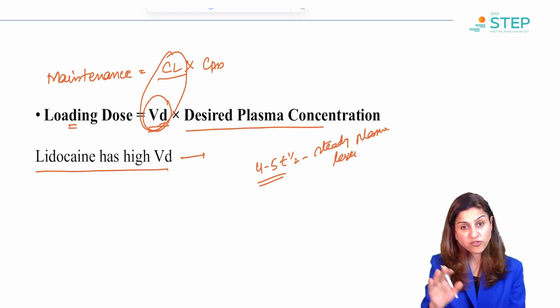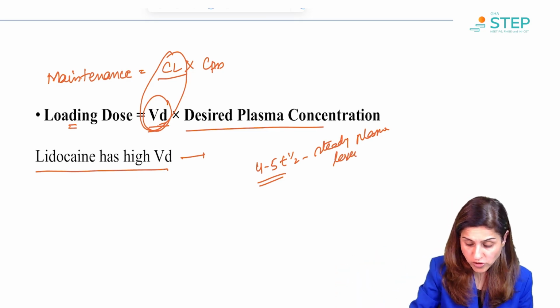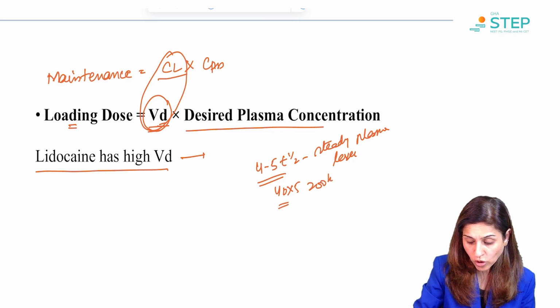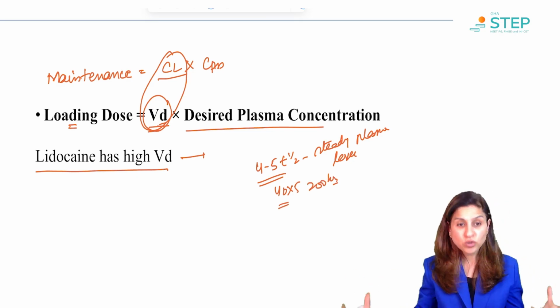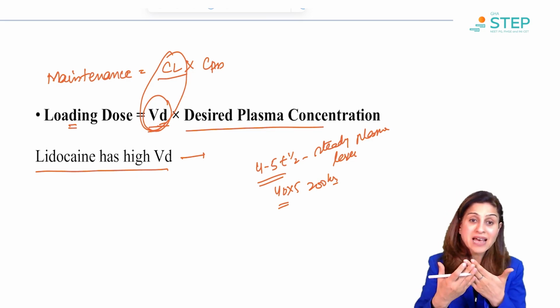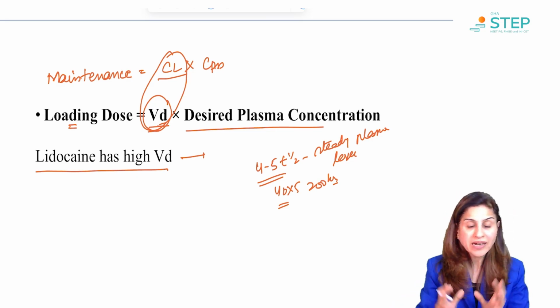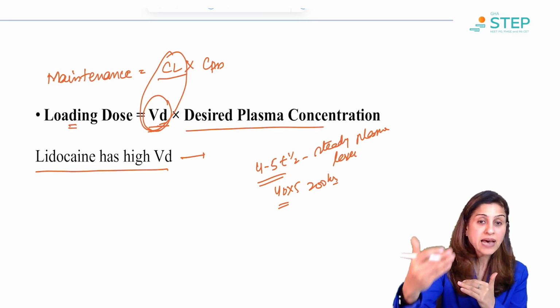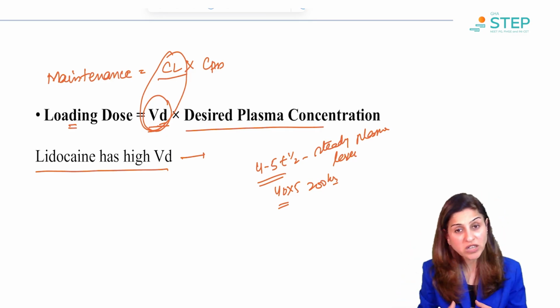You can't wait for 4 to 5 half-lives. For digoxin, for example, 40 into 5, 200 hours. No, not possible. So what do you do? You give those doses collectively in one go. This is called loading. You're loading the patient so that your steady state or the desired therapeutic concentrations are achieved immediately.